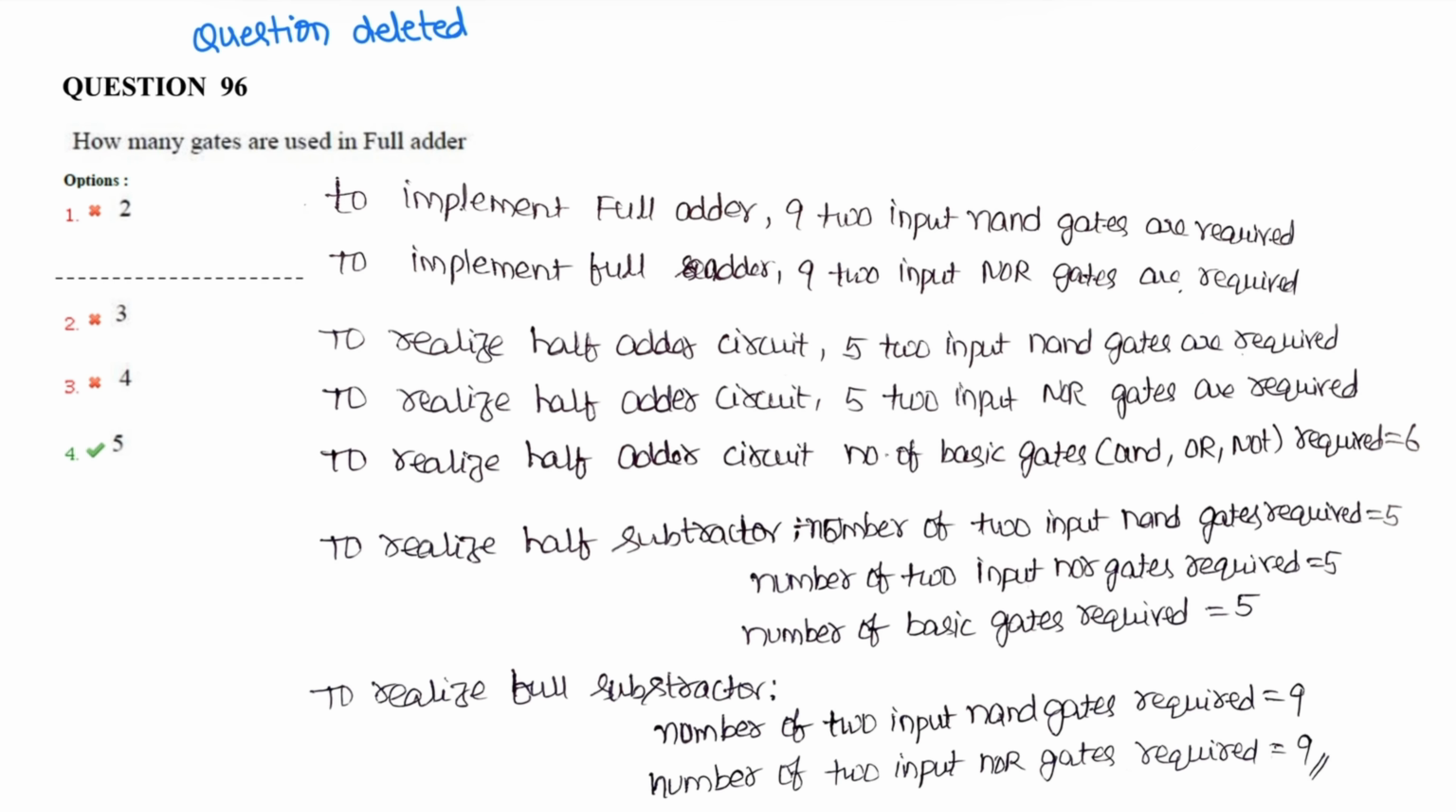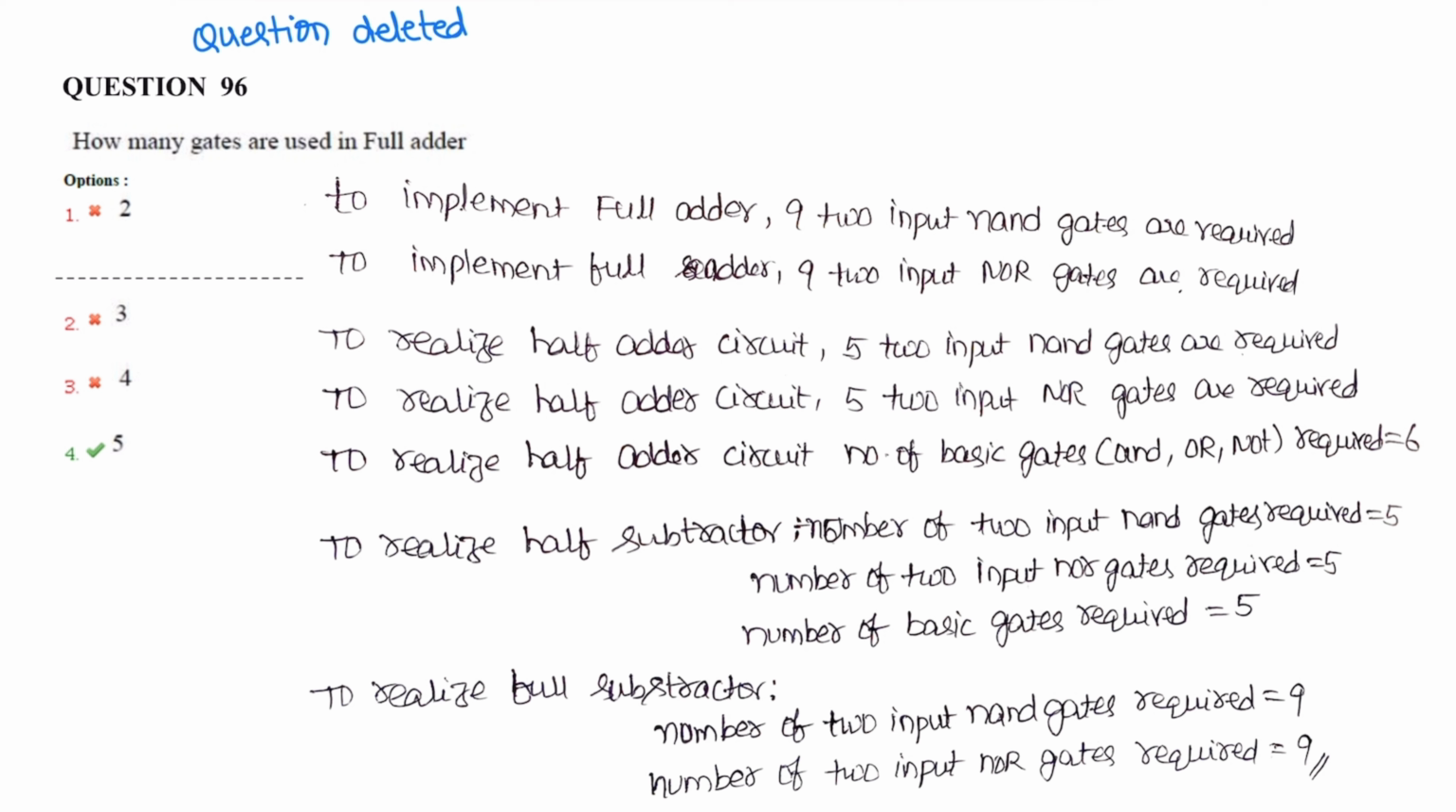Question number 96. How many gates are used in a full adder? In the question they did not mention which type of gates, either universal gates or basic AND, OR, NOT gates. This question is deleted from the question paper. Anyway, we will see the solution for this.